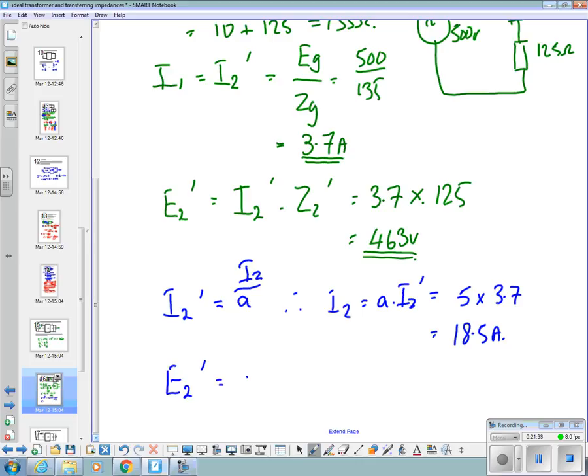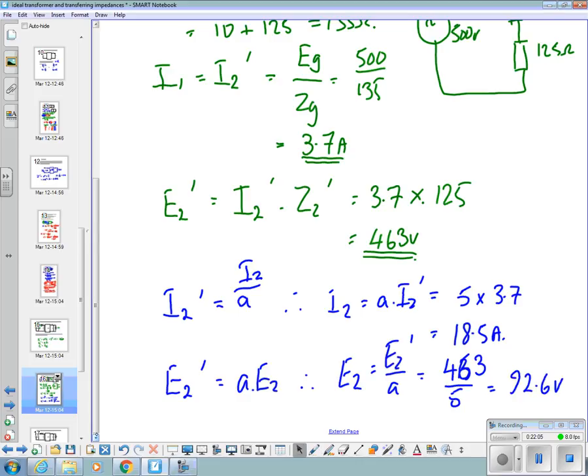E2 dash is A times E2, therefore E2 is E2 dash over A, that is 463 over 5 equals 92.6 volts. Right?